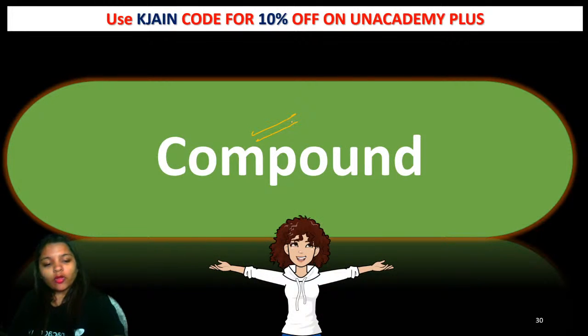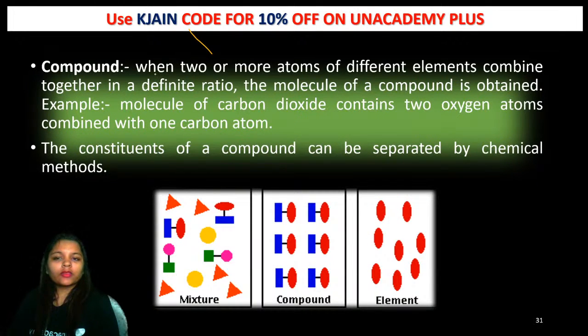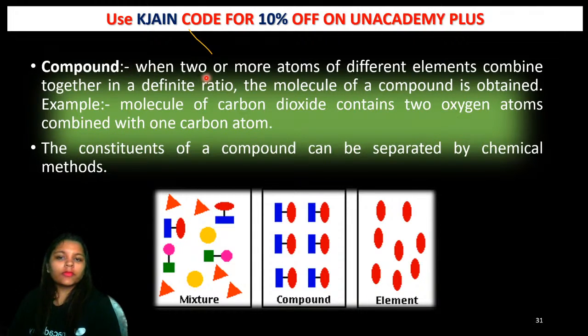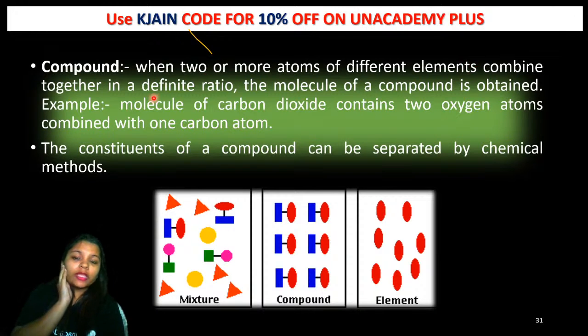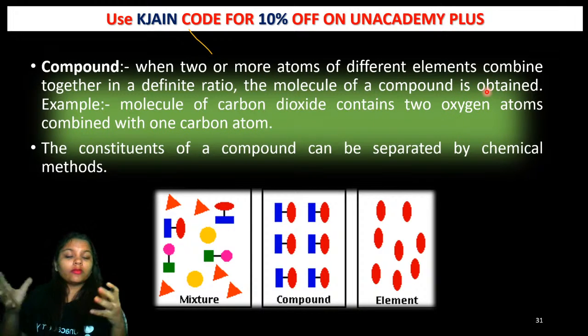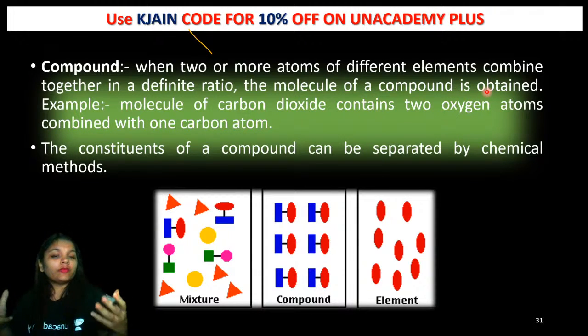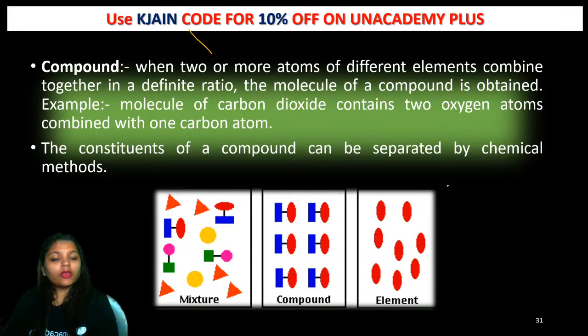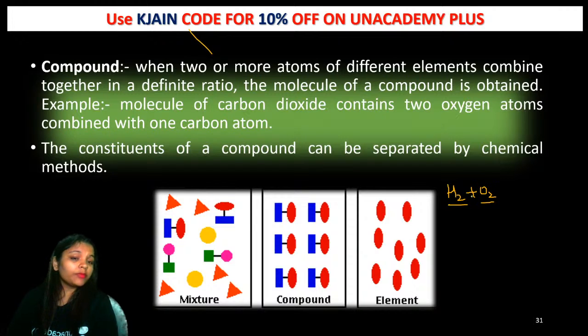Now let's talk about compounds in detail. So what is a compound? When two or more substances of different elements combine together in a definite ratio, the molecules of a compound are obtained. For example, you have hydrogen and you have oxygen; both are elements, because both have the same type of atoms. These react together and they form water.